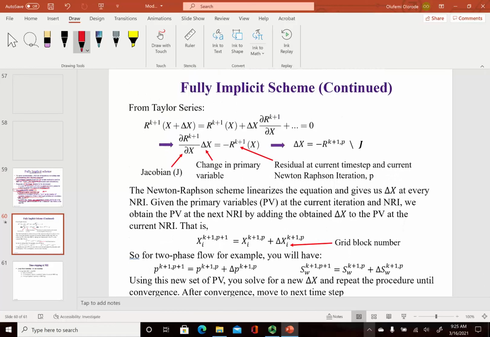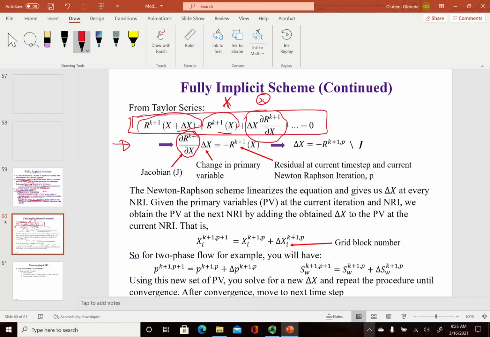For the fully implicit scheme, I've just given you this equation right here. But here I show you again how we derive it from Taylor series expansion. So this is your residual, and you can express it this way. This is your Taylor series expansion, but for a vector x instead of a scalar small x like we did before. And that is why the derivative of the residual, which is a vector, with respect to another vector x, gives you a Jacobian matrix.